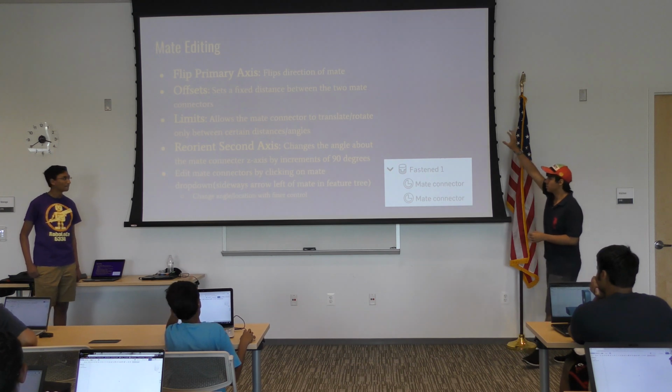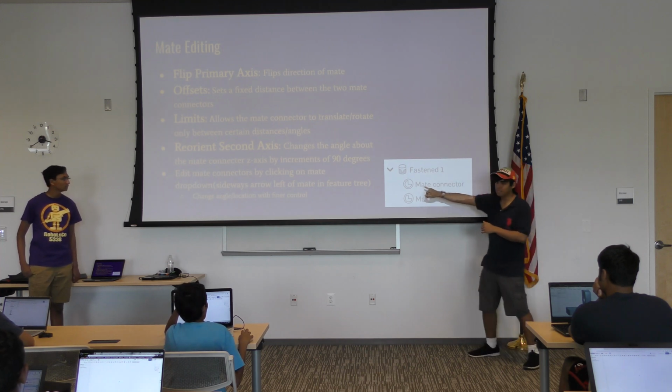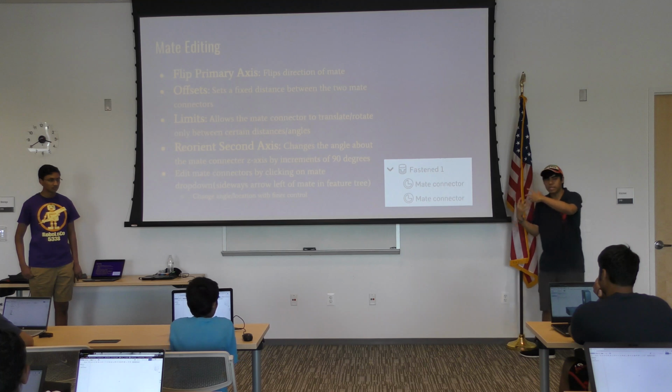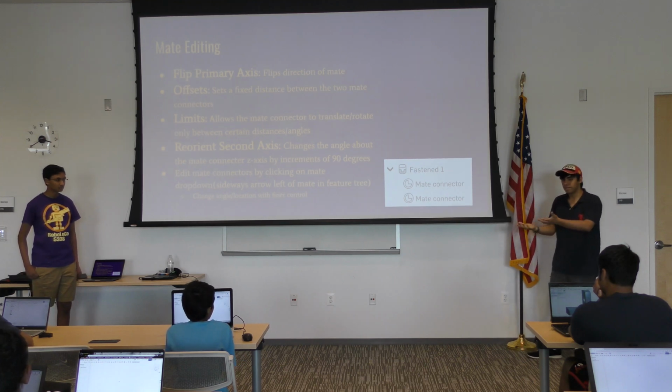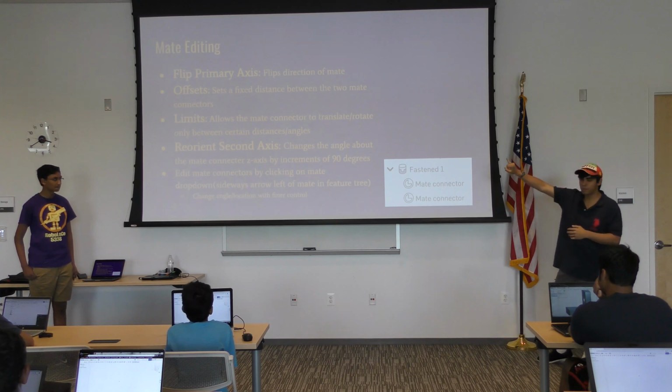So on your left bar where you see all of the features you've made, mates look like this. Again, they each have their own particular symbol, and you can edit them. If you create a mate and it looks wrong, you can fix it. There's probably nothing wrong with that, other than you have to flip the primary axis.